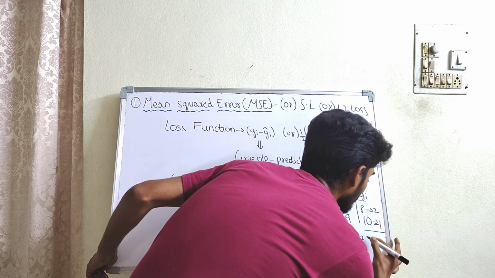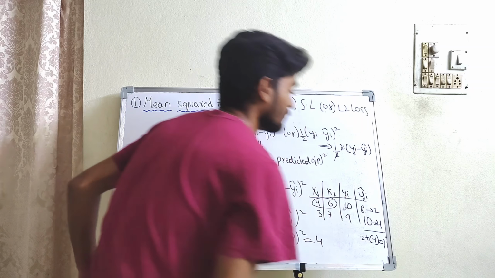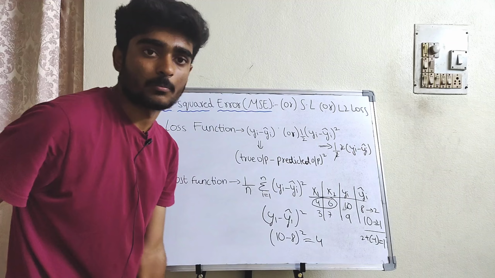2 plus minus 1 is equal to 1. Okay, this is the cost function output.